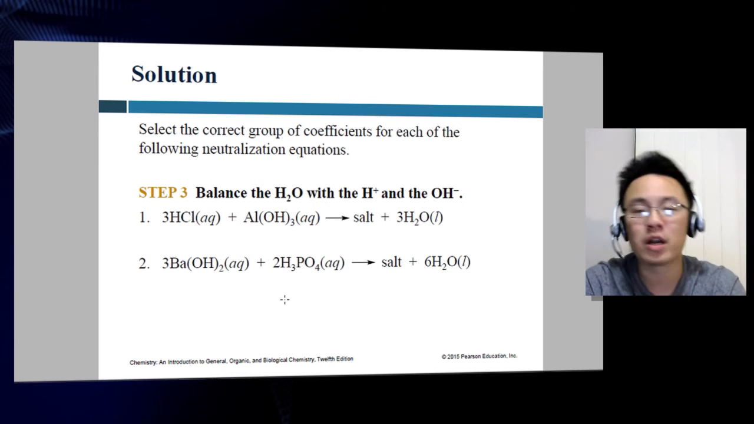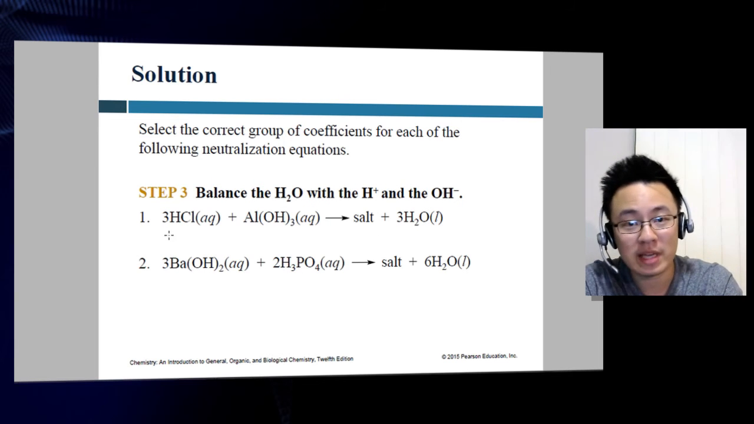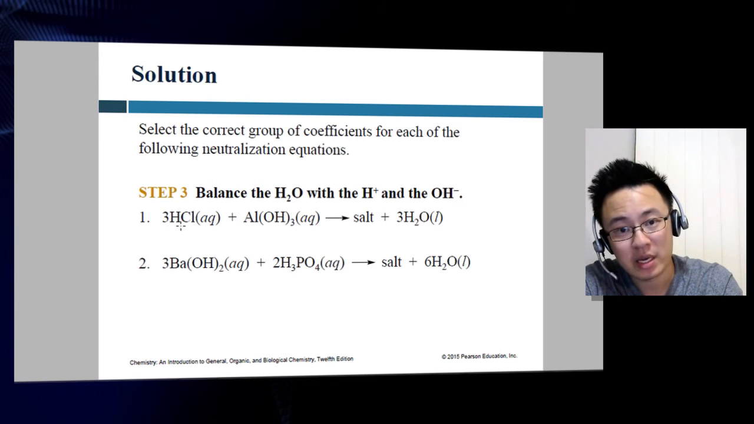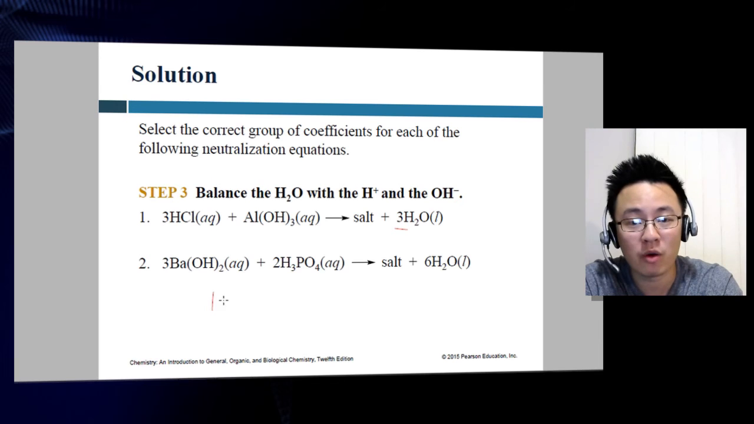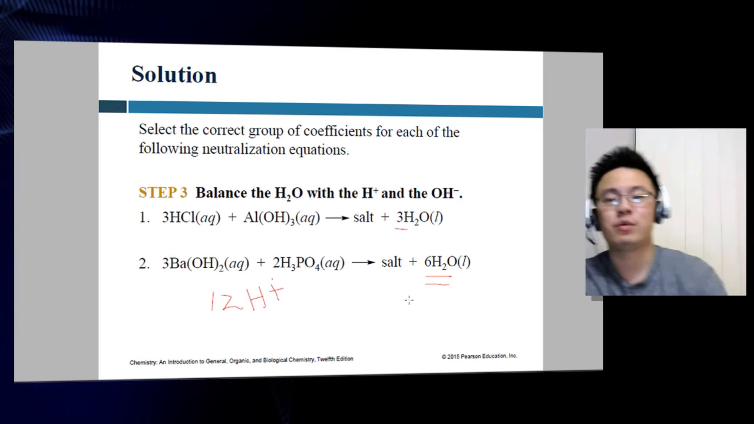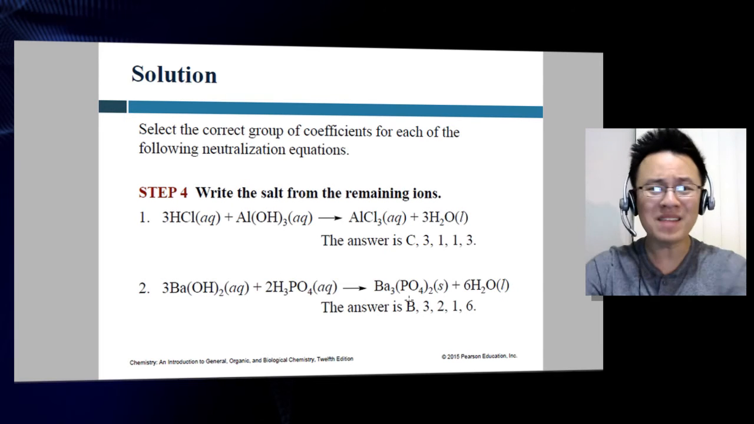And then balance the water with the hydrogen ions and the hydroxide ions, as you can see here. Now that we definitely know that we have three hydrogens here plus another 3 over there, we have a total of 6. We better have a number 3 there in order to balance it out. Same thing with the second problem, a total of 6 plus 6, so that we have 12 hydrogen ions there. And so therefore on the product side, we better have 12 to balance it out as well. And then write the salt.